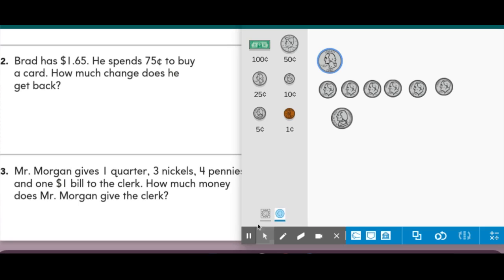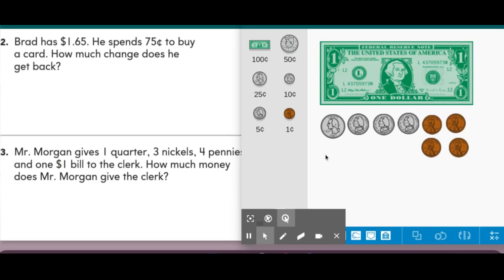Now our next problem, number 3, reads, Mr. Morgan gives 1 quarter, 3 nickels, 4 pennies, and 1 $1 bill to the clerk. How much money does Mr. Morgan give to the clerk? I ordered our bills and coins from greatest to least over here. Now count with me. $1, $1.25, $1.30, $1.35, $1.40, $1.41, 42, 43, 44. So the total value that Mr. Morgan gives to the clerk is $1.44.